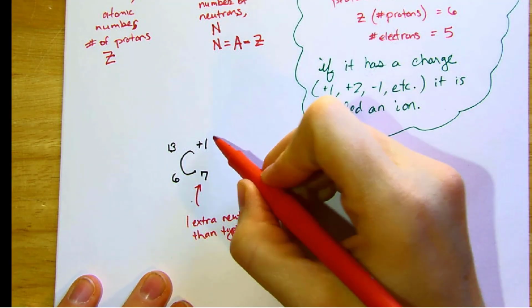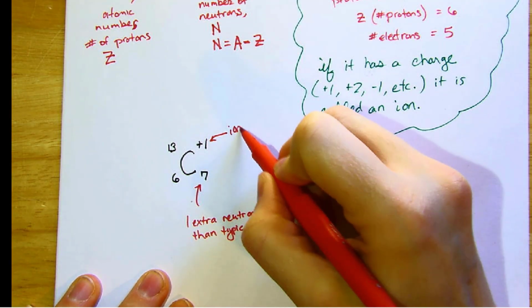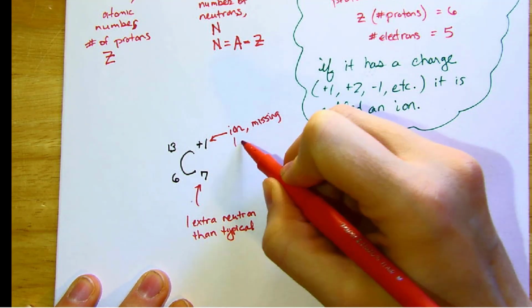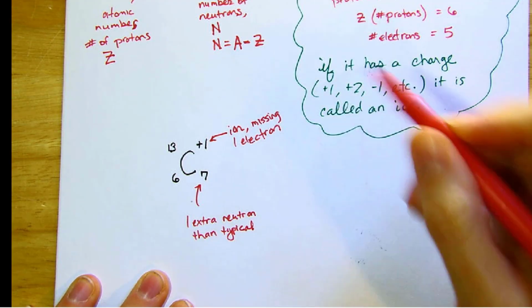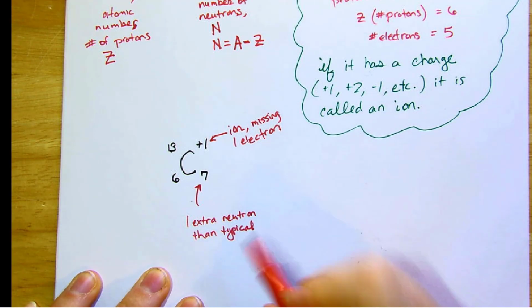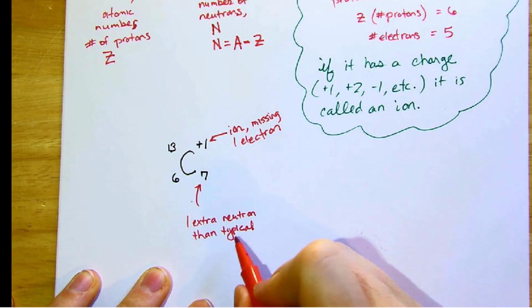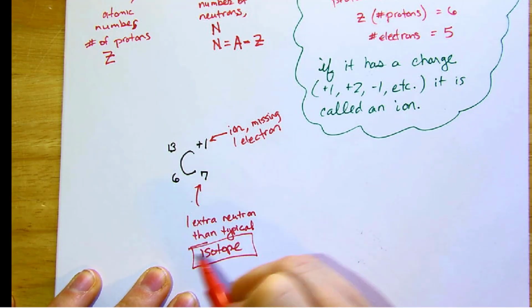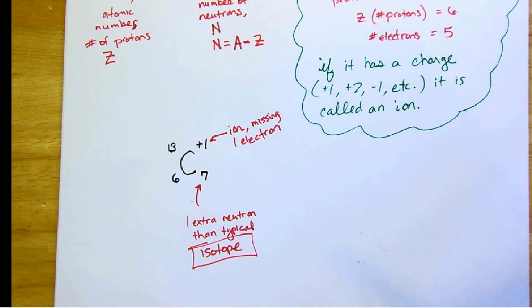Right? So this would still be an ion, missing an electron. But now that it has 1 extra neutron, we can also call it an isotope. So you could say that this atom is now also an isotope of carbon because it has a weird number of neutrons, a non-typical number of neutrons.